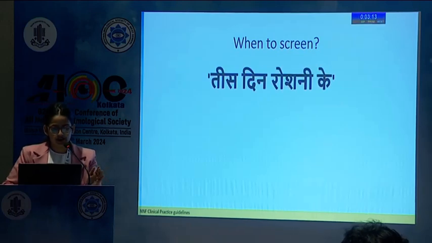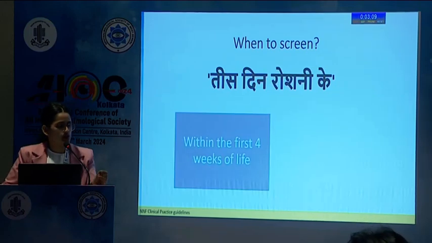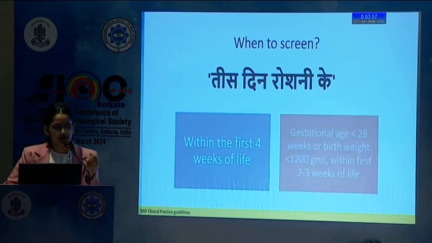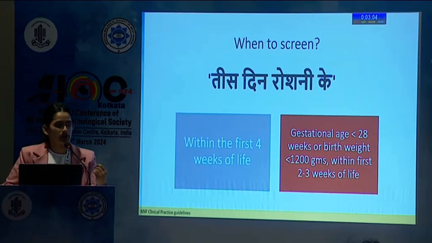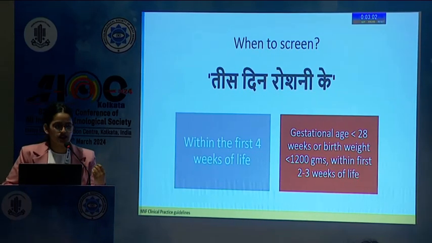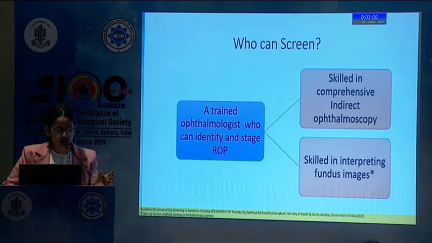When to screen? So there is a famous saying, 30 din roshni ke. So the babies have to be screened within the first 30 days of their life, or within the first 4 weeks of life, and gestational age less than 28 weeks. Birth weight of less than 1200 grams should be screened within the first 2 to 3 weeks of their life.